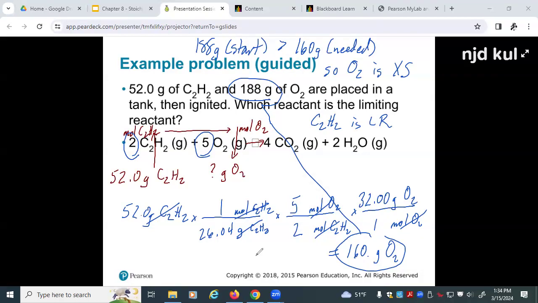Could you work this the other way? Yes. So if you started with 188 grams of oxygen and ran the conversion the other direction, what you would have found is that the amount of acetylene required would be more than what you have. And so the interpretation would go the other way. The starting amount is less than what is needed, so that must be the limiting reactant that we're looking at.